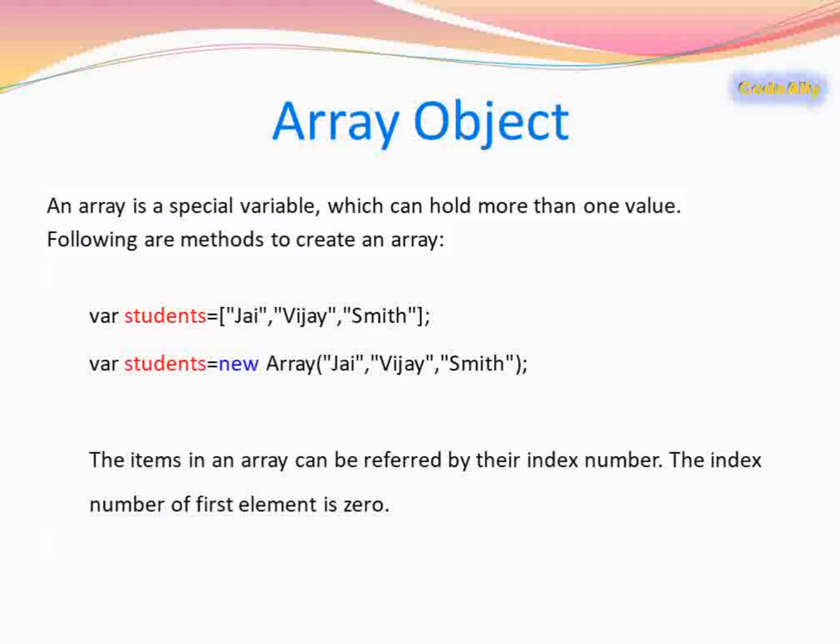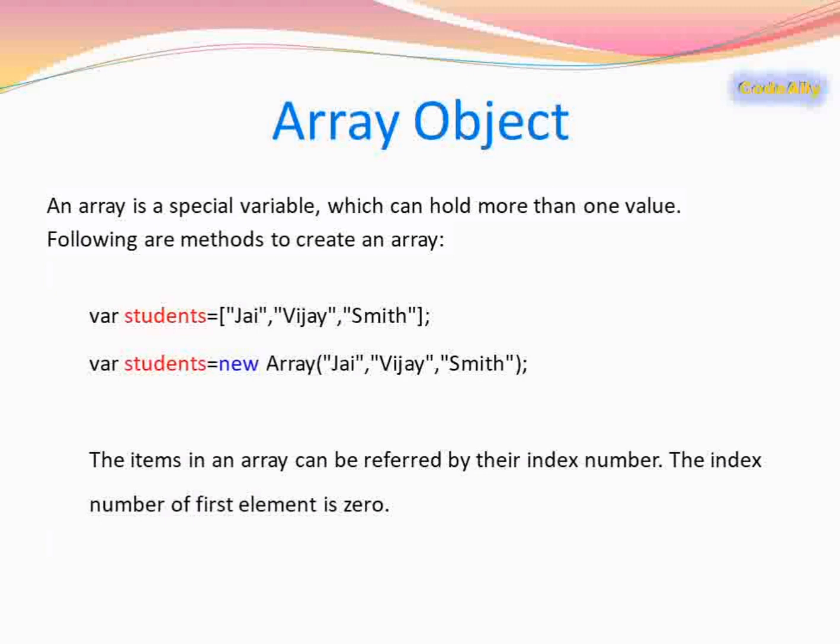So for declaring or creating an array, we first need to write the var keyword with the variable name is equal to, and in method 1 we will specify the values in square brackets. In the second method we can write var variable name is equal to new Array, and in the round brackets we will specify the values for the array.